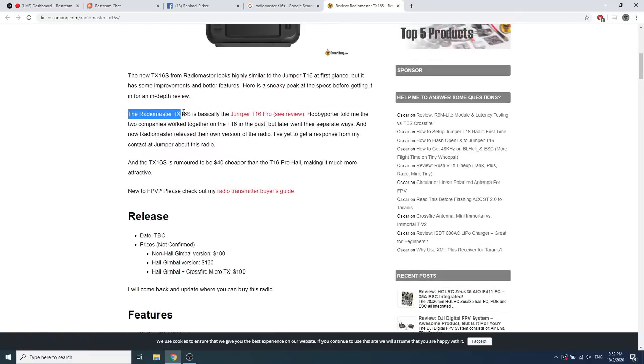Okay, but even he says like the Radio Master T16 is basically the Jumper T16. Holly Porter told me that the two companies worked together on the T16 in the past, but later went their separate ways. Yeah. So what that means, translated from Chinese to English, that's what comes out. But what in reality happened is the T16 worked way too good. The two companies that collaborated together, one screwed up with the other one, and the other one's screwing them back now. That's China in a nutshell.